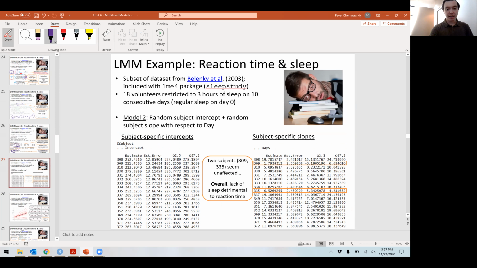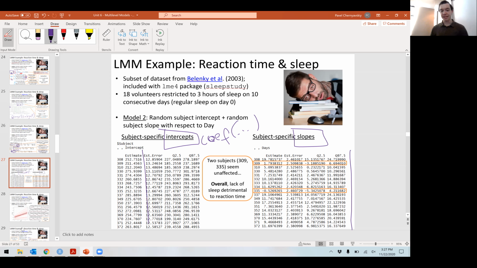And using that coef command, right? This is the coef of my model object, which is going to produce our subject-specific intercepts and subject-specific slopes. We have now different intercepts, as we did before in our first model. And importantly, we now also have different slopes.